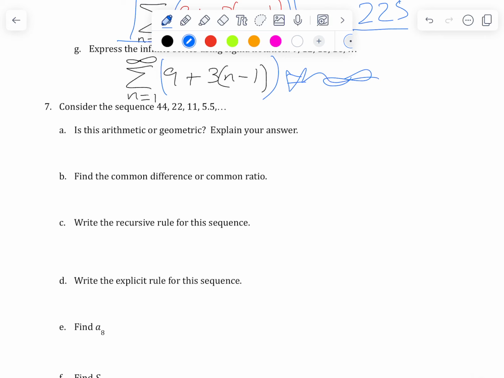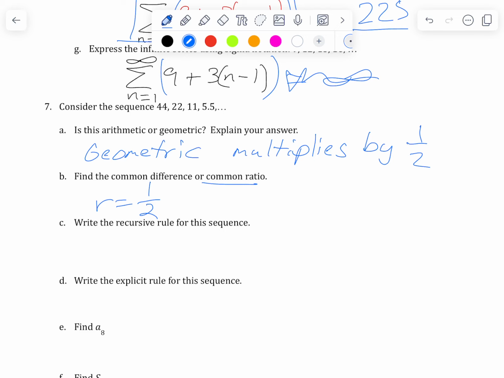Okay, this one's geometric. You'd say it's dividing by 2, but it's really multiplying by a half, is another way of saying it. So I'd say it multiplies by 1/2. That's a common ratio. So r equals 1/2. That's what you're multiplying by. I don't say divide by 2.